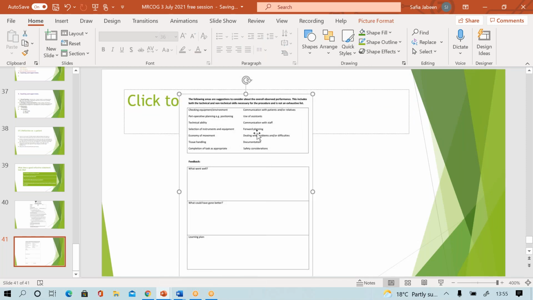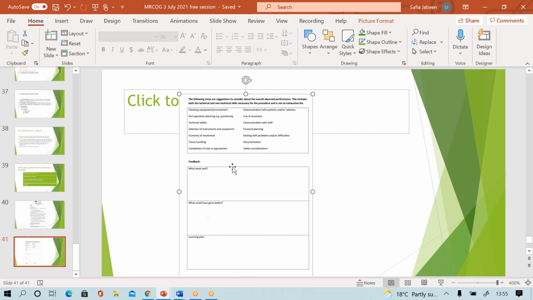Anyway, on the screen you can see there are a few steps here: tissue handling, completion of task as appropriate. When I'm talking about forward planning, dealing with documentation, safety concerns, I will deal with them here. Tissue handling is about whether she was maintaining suture strength nicely and the way she was taking the stitches, and then completion of task as appropriate.